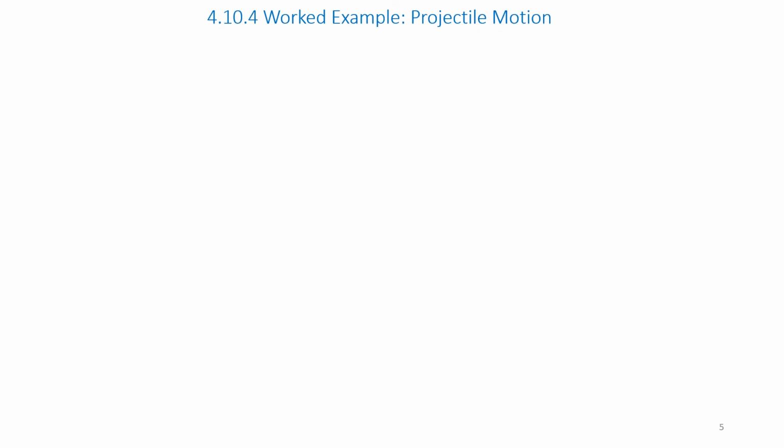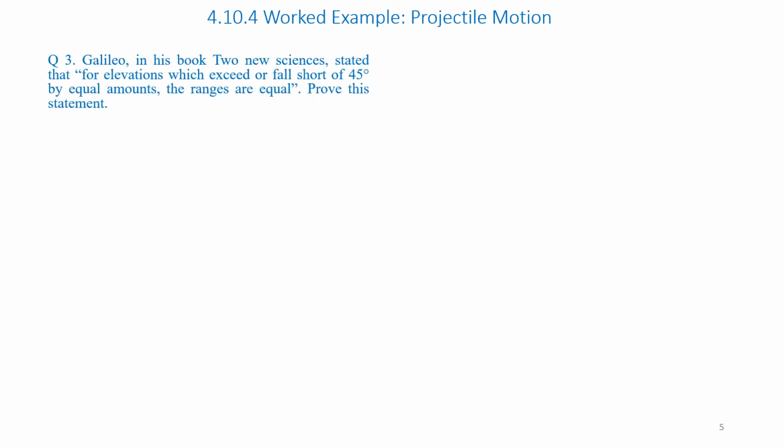Now, having defined various physical quantities associated with projectile motion, we will take up some examples. Question number 7. Galileo, in his book Two New Sciences, stated that for elevations which exceed or fall short of 45 degrees by equal amounts, the ranges are equal. Prove this statement. This you have to give a proof.